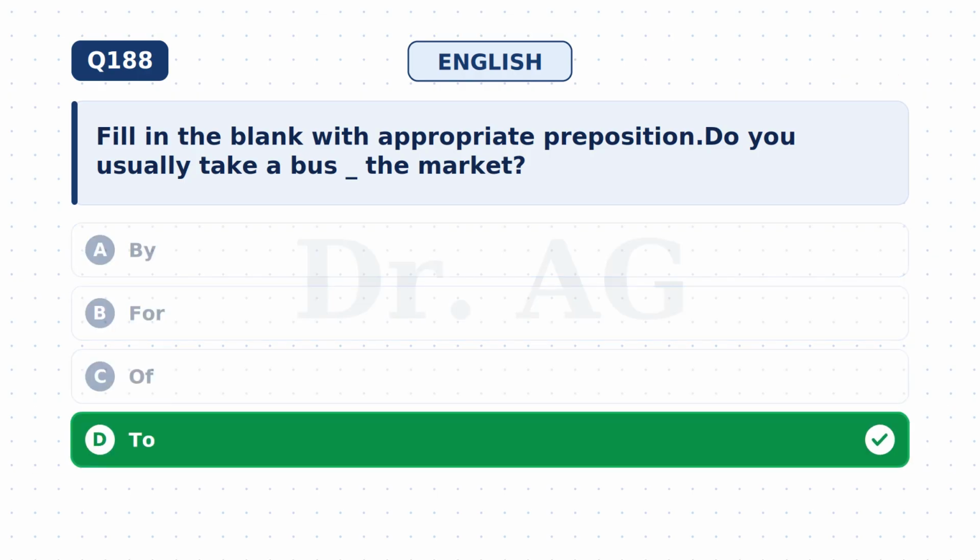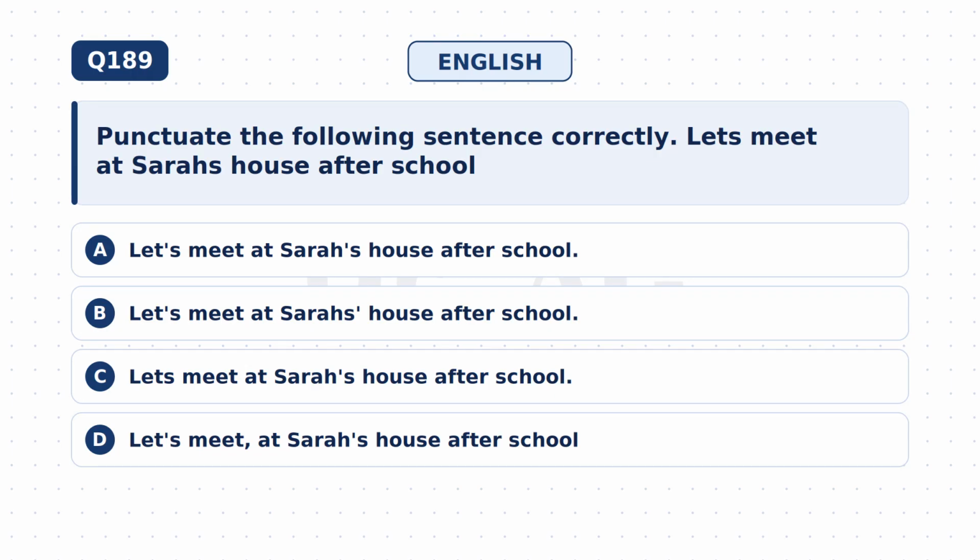The correct answer is D, to. Question 189. Punctuate the following sentence correctly. Let's meet at Sarah's house after school.